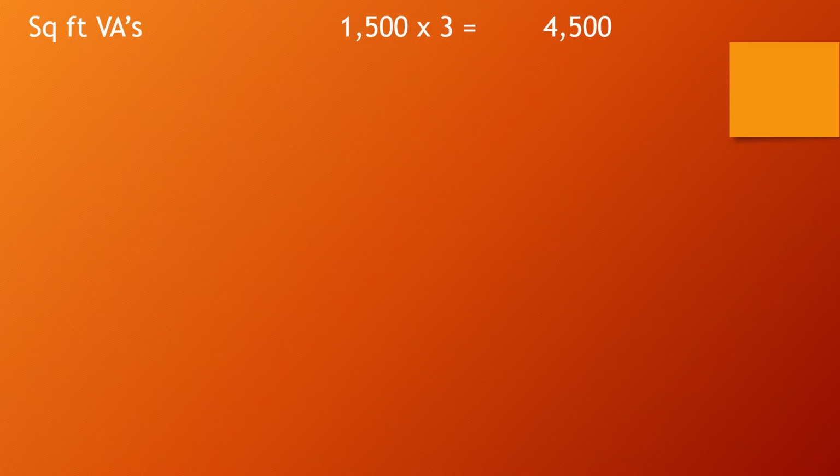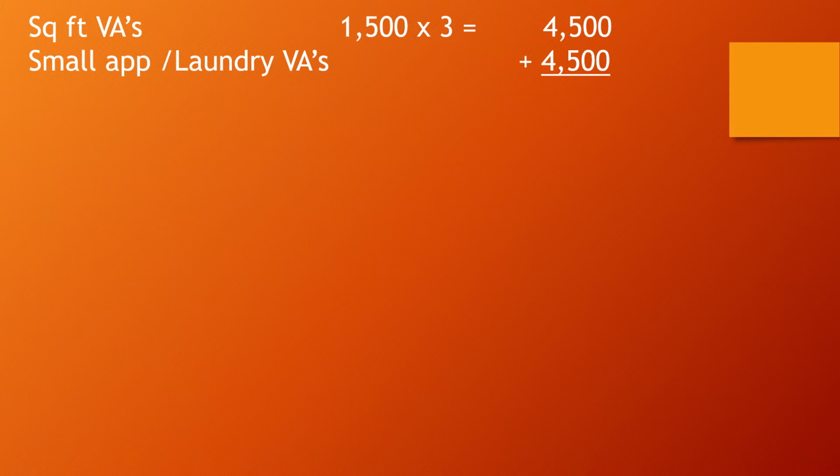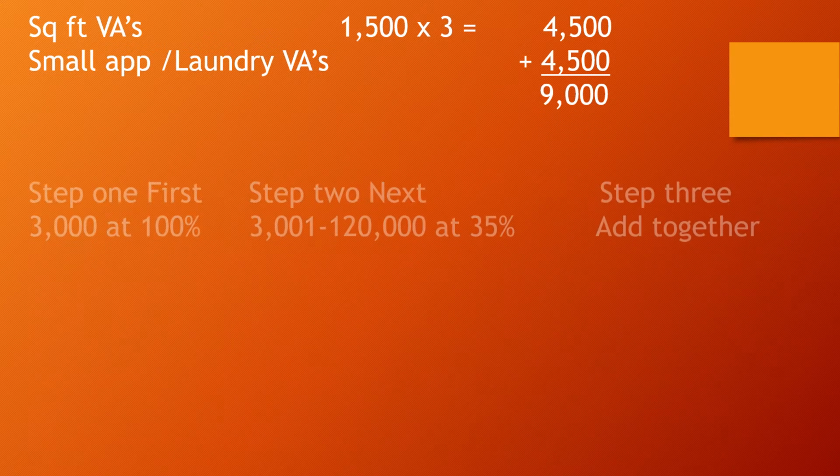So we have 1,500 square foot multiplied by 3 VAs per square foot. That's going to give us 4,500 square foot VAs. Now we have to remember our small appliance and laundry circuits. So that's going to be 2 small appliance and 1 large laundry circuit. Both of those are calculated at 1,500 each. That's going to give us 4,500 VAs for those. That's going to give us 9,000 VAs.